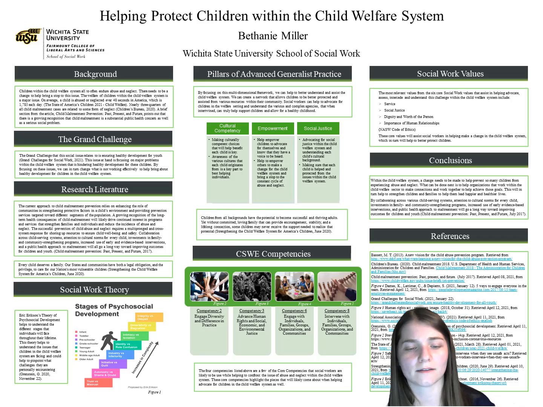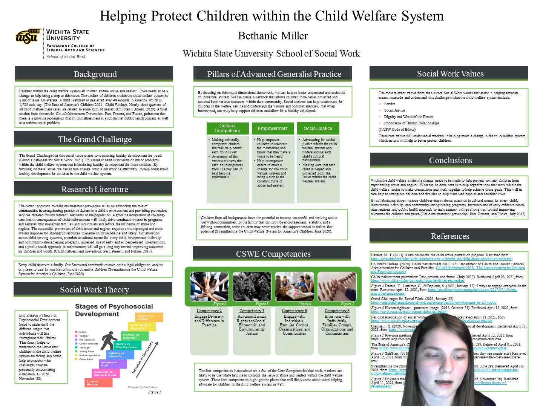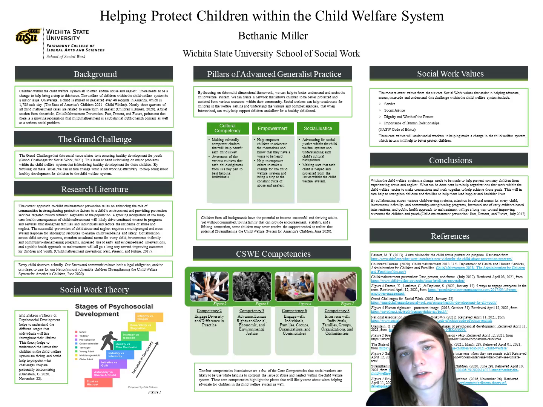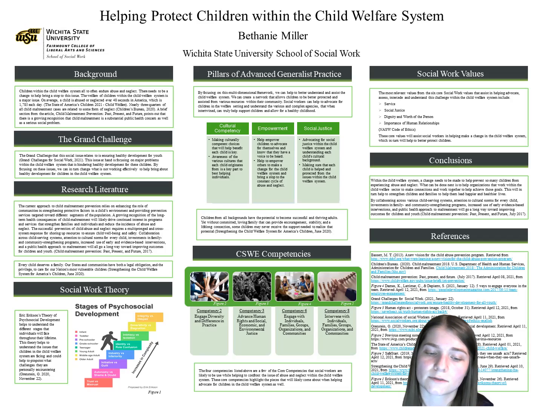So successful prevention of child abuse and neglect will require a multi-pronged and cross-systems response, supporting resources that ensure the well-being and safety of children across this nation, collaboration across child-serving systems, attention to cultural norms for every child, investments in both family and community strengthening programs, increased use of early and evidence-based interventions, and public health approaches to maltreatment. These will go a long way towards improving outcomes for the youth in the child welfare system. This information originates from the July 2017 article, Child Maltreatment Prevention, Past, Present, and Future.